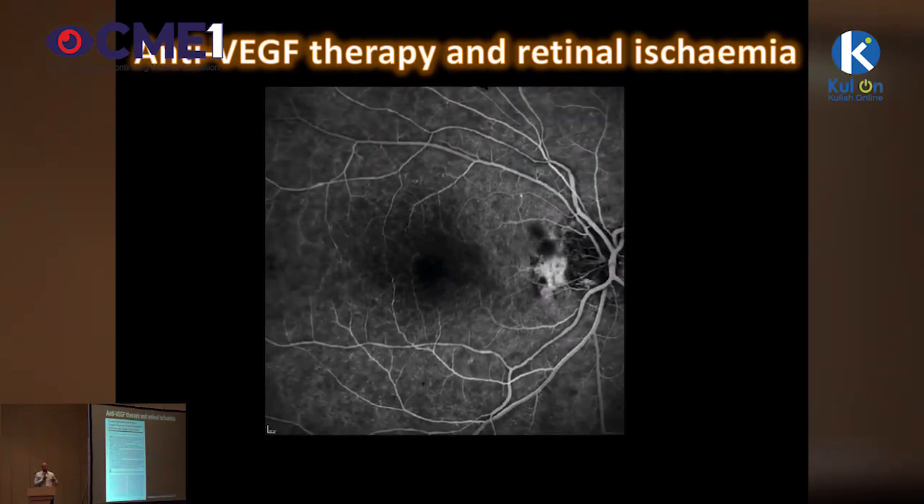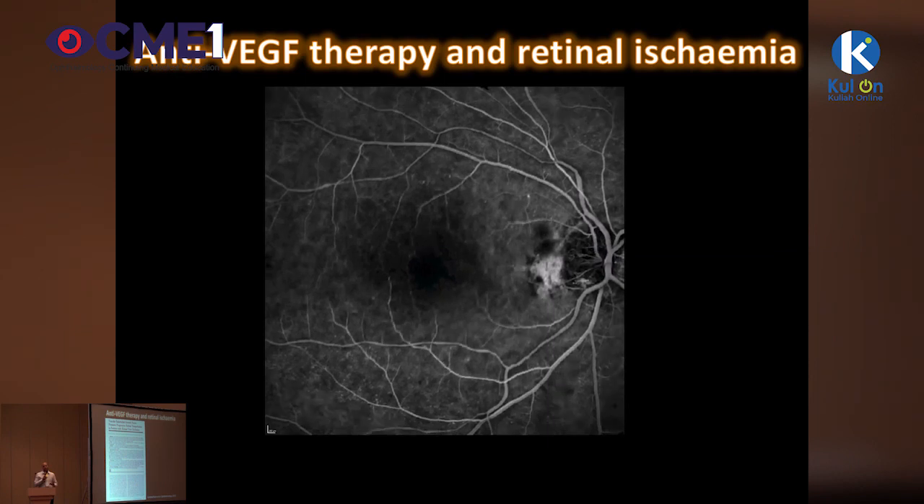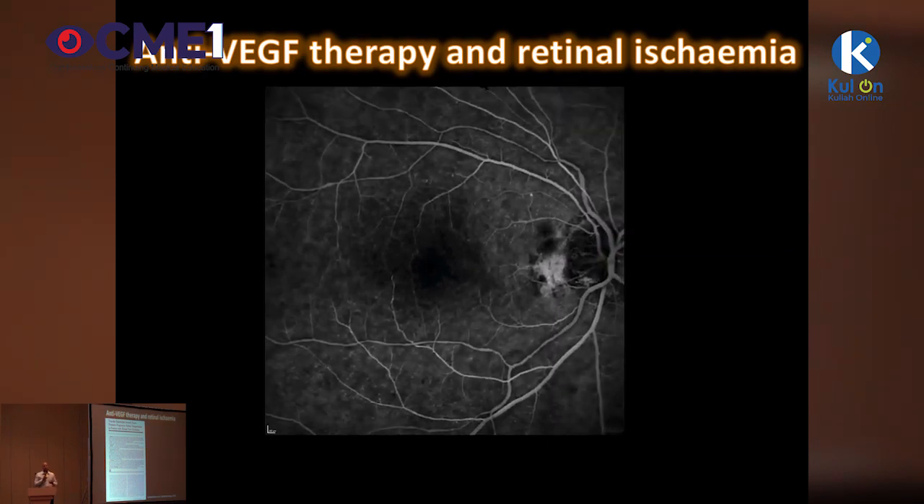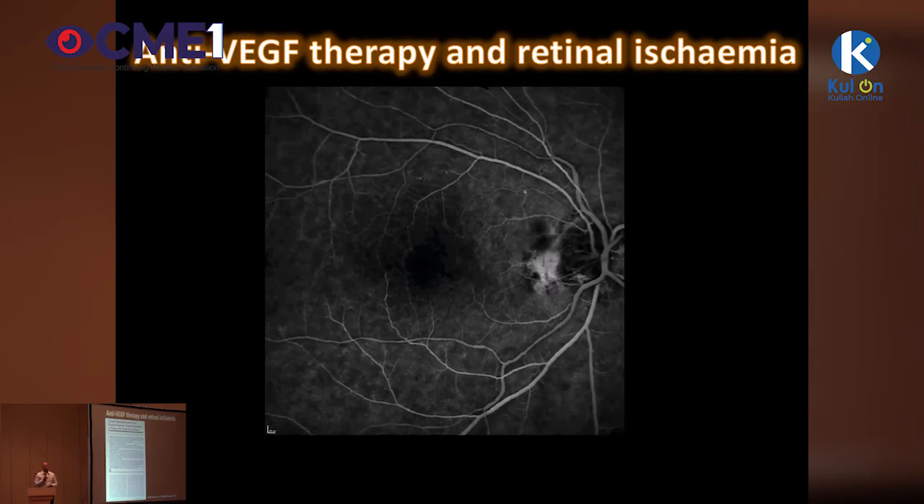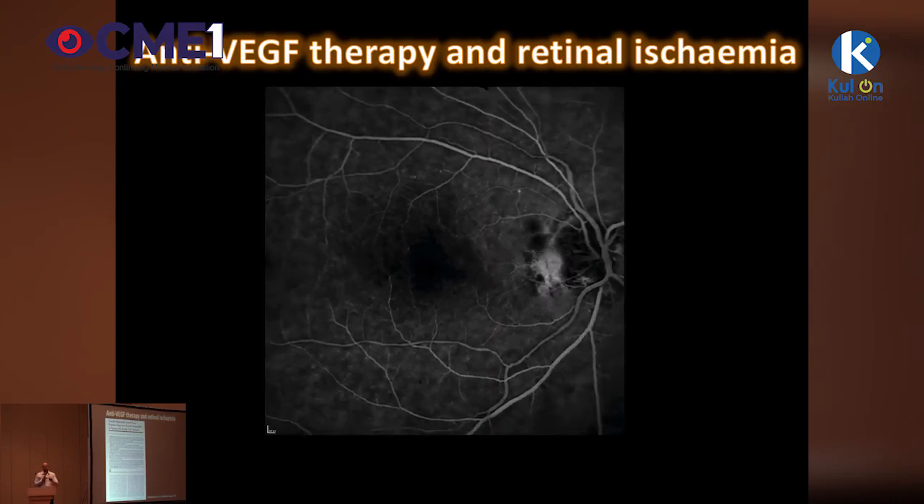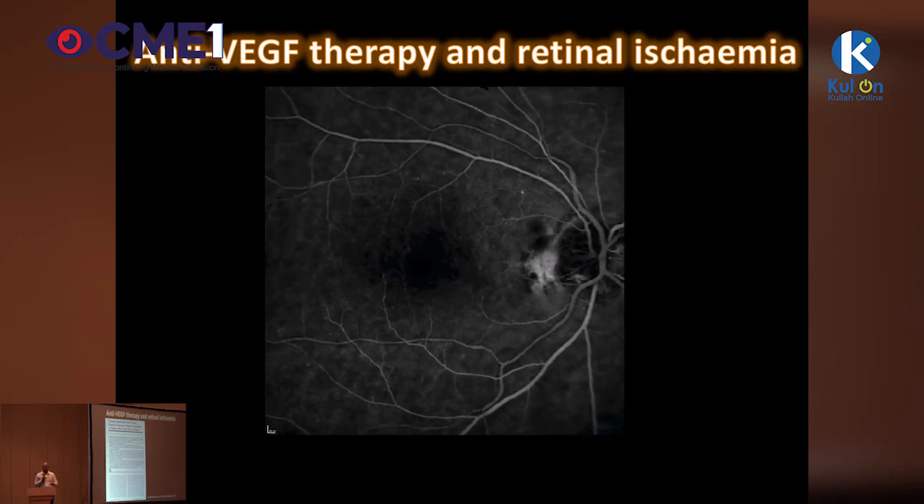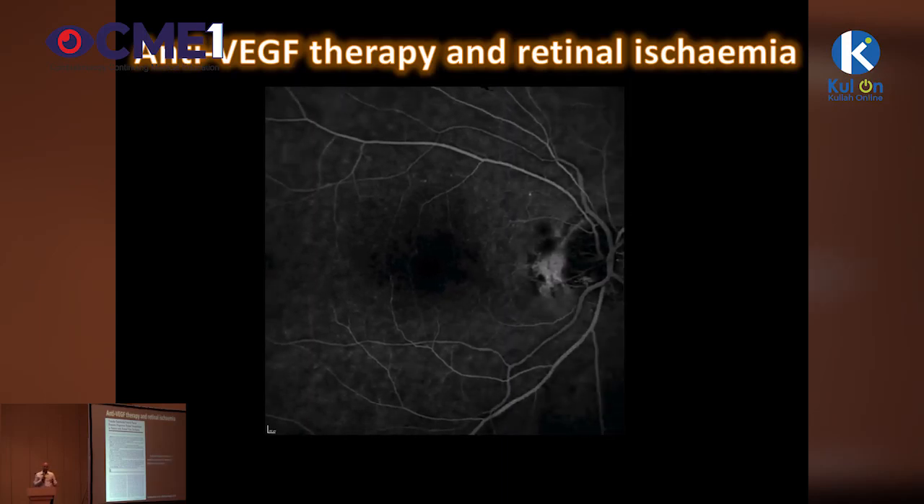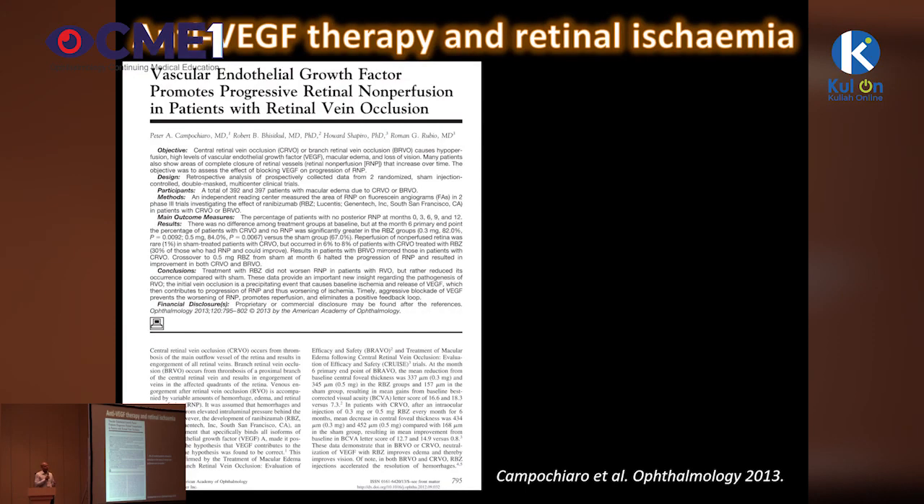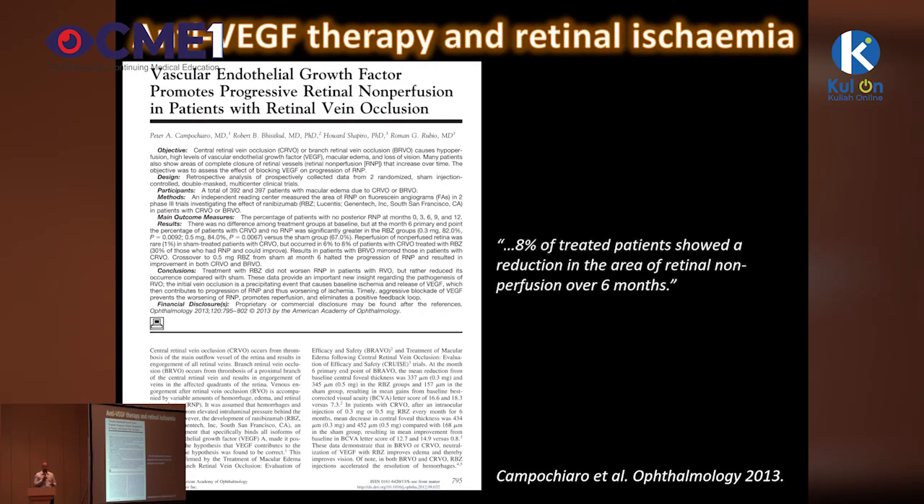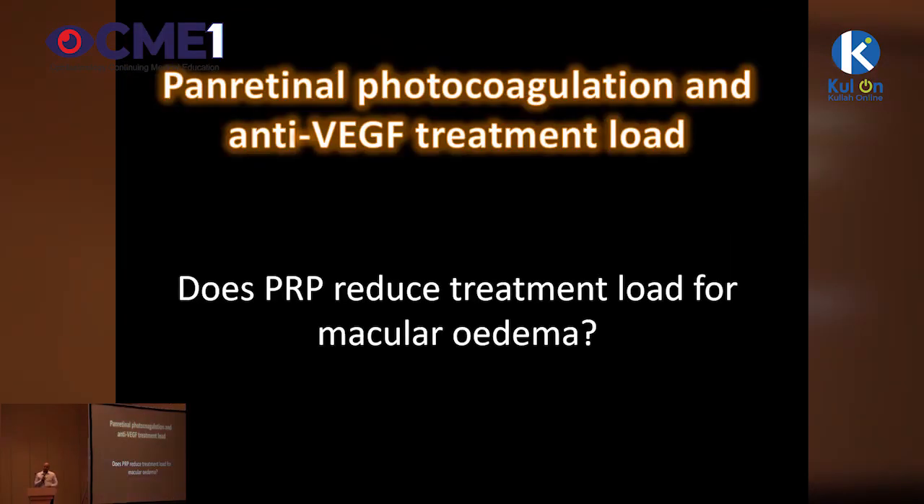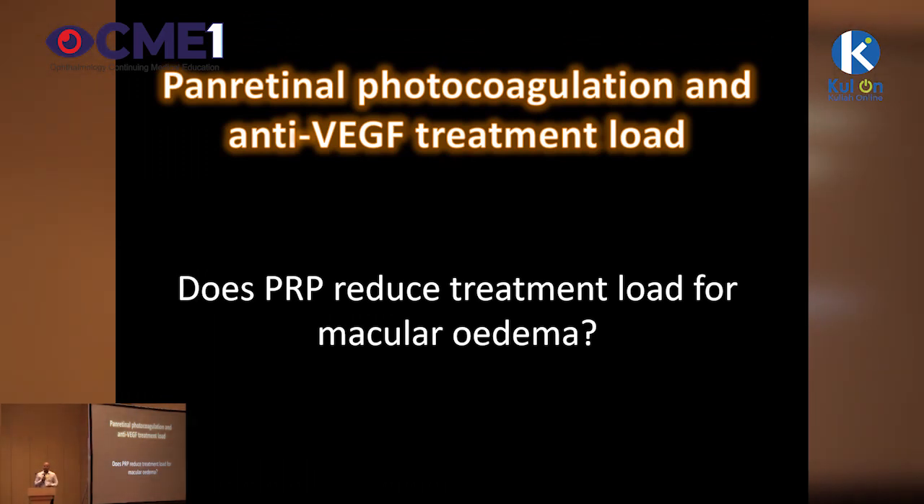Well, I went back and had a look at the literature to see, is there any evidence that injecting with intravitreal therapy improves the perfusion of the retina in central retinal vein occlusion? And in fact, there was a nice paper done by Peter Campochiaro from America, and he showed that only 8% of people that get intravitreal therapy for central retinal vein occlusion will have better perfusion of the retina after treatment. So anti-VEGF therapy does not improve reperfusion, it only treats the macular edema. So what I did for that patient was I thought, well, should I treat them with pan-retinal photocoagulation now?